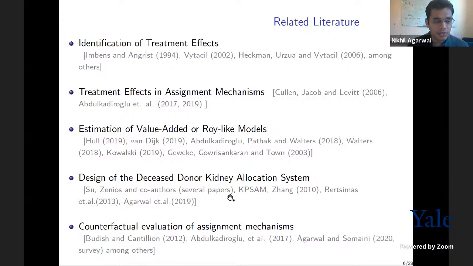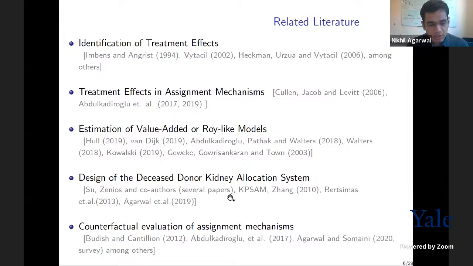In operations research, there are many papers by Su, Zenios, and others, Junjun Zhang, Dimitris Bertsimas et al., on thinking about how to allocate kidneys to different types of patients. This literature largely takes either a utilitarian approach to evaluation or thinks about the total number of kidneys transplanted. This includes some of my work, and recent work in economics.